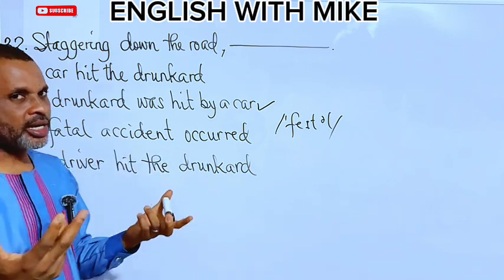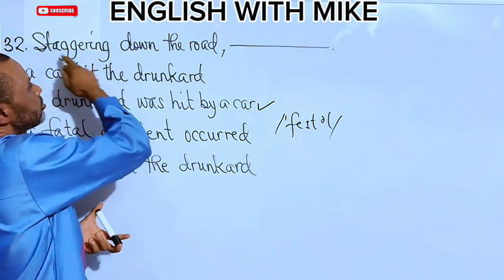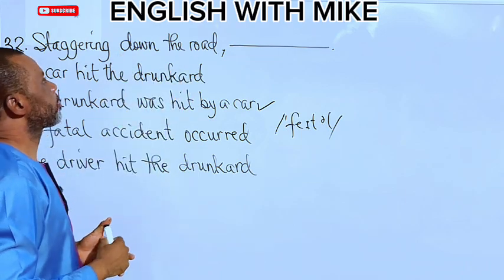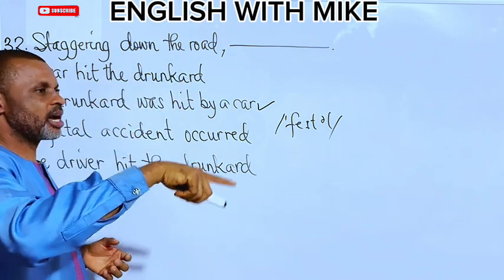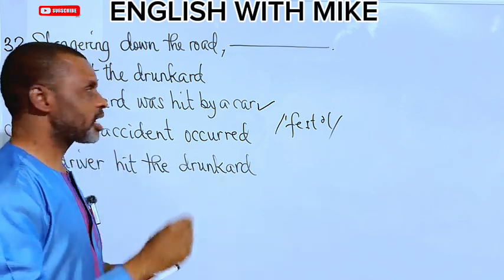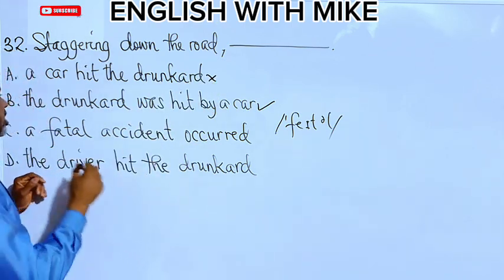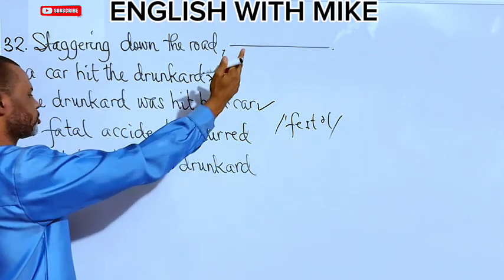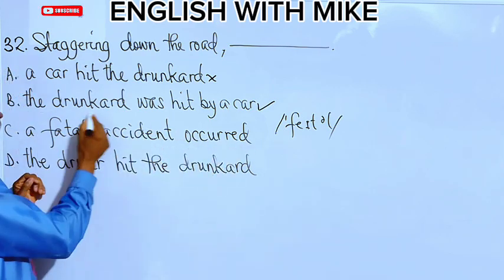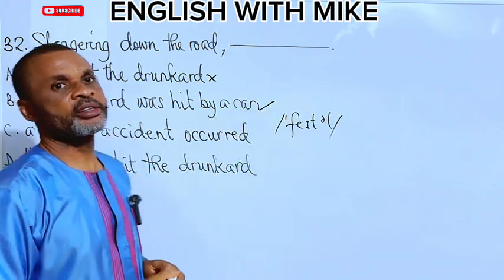But the question to ask is, who is performing the action of this expression here, this structure? Who was staggering down the road? Was it the car that was staggering down the road? Was it a fatal accident that staggered down the road? Or was it the driver who staggered down the road? No, it was the drunkard who staggered down the road. It was the drunkard who was hit by the car.